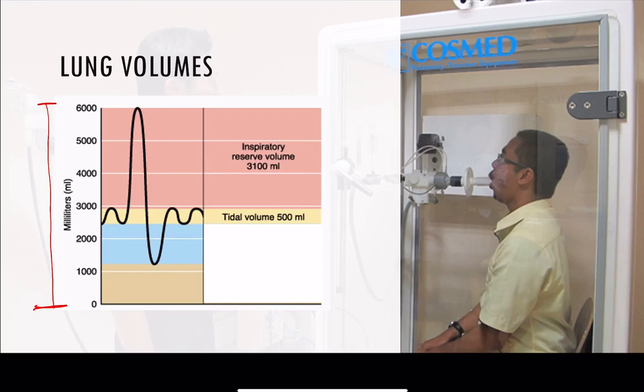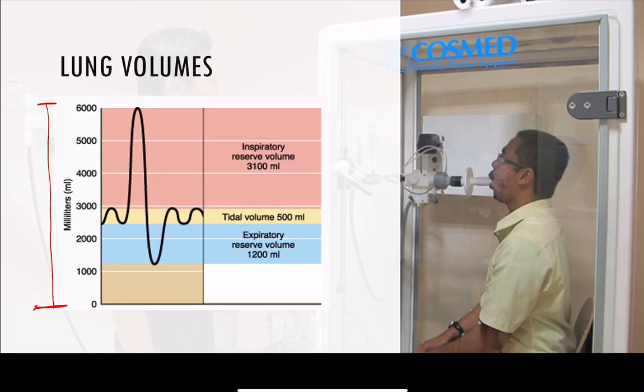That's referred to as your inspiratory reserve volume, or the additional volume of air you could inhale above and beyond your tidal volume. And your expiratory reserve volume is the additional air you could exhale at the end of a normal resting breath.